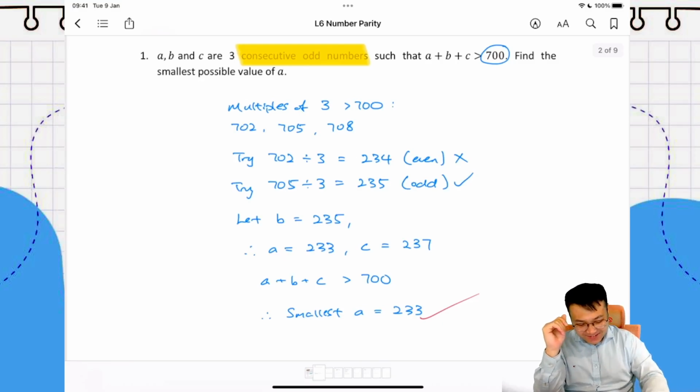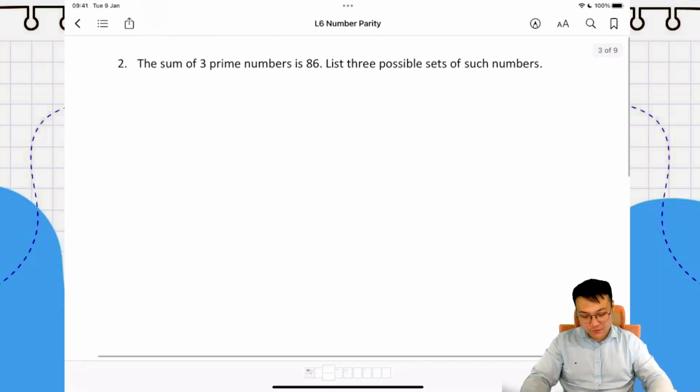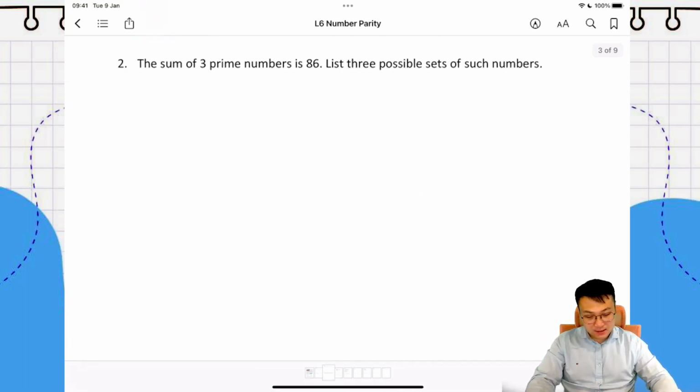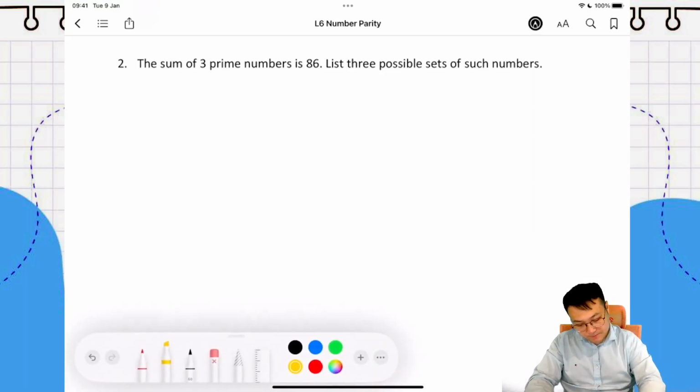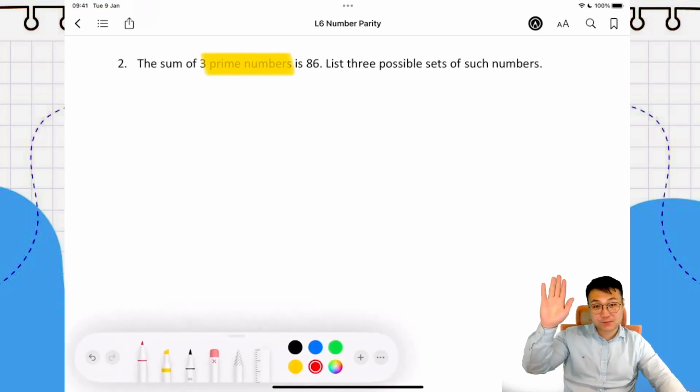Okay? Now let's try practice number 2. The sum of 3 prime numbers is 86. List 3 possible sets of such numbers. Now they're talking about prime numbers here, students. What is a prime number? Anyone? What is a prime number? Let me know. Justin, yes.